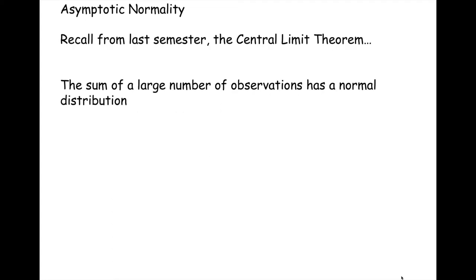Okay. And so we talked about this idea of asymptotic normality last semester in stochastic when we talked about the so-called central limit theorem. What that central limit theorem said is that if you have a bunch of measurements, and you compute a sum over those measurements, if you have enough measurements, then the distribution of that sum looks more and more like a normal distribution. And last semester, we talked about that as a tool for converting a particular distribution to look like a normal distribution so that you could draw comparisons.